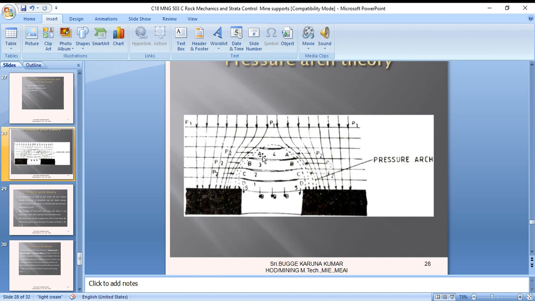Here ABCDEF are the separations shown. The arch height depends upon the excavation. Based on this theory, the main function of roof bolting is to bind the broken rock layers together and prevent falls. So the immediate roof can be bound with the one above so that it does not fall down to the bottom of the gallery.